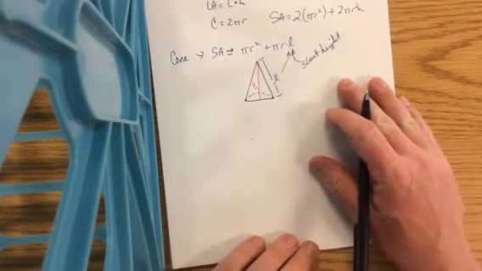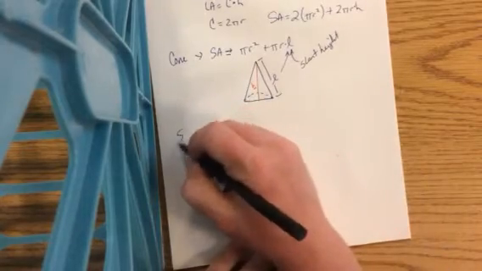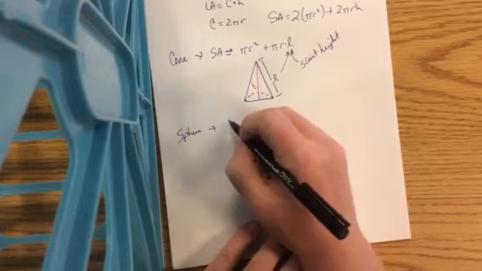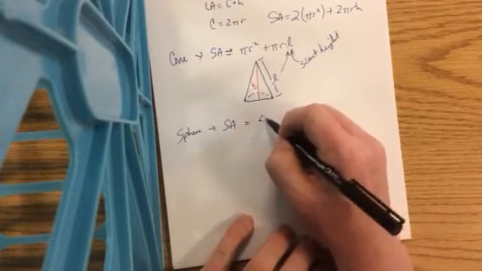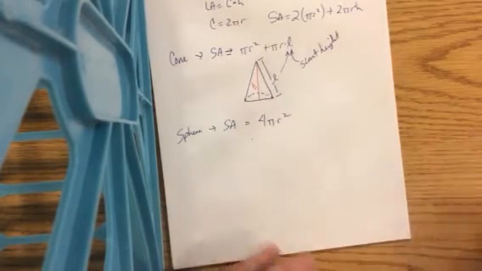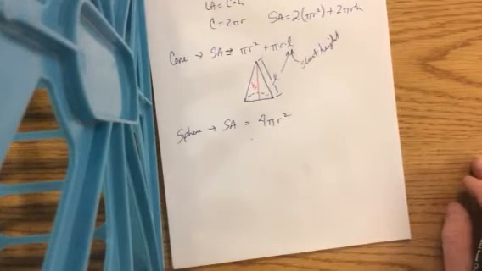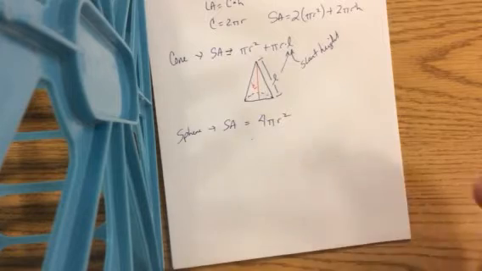Okay. Next one is a sphere. A sphere, really simple. Surface area is 4 pi r squared. It is what it is. At this point in time, you just plug it in, chug and go. Make sure you have your radius and not your diameter.